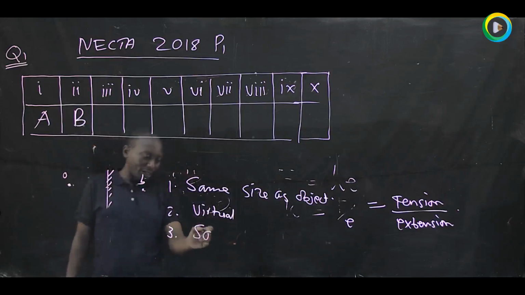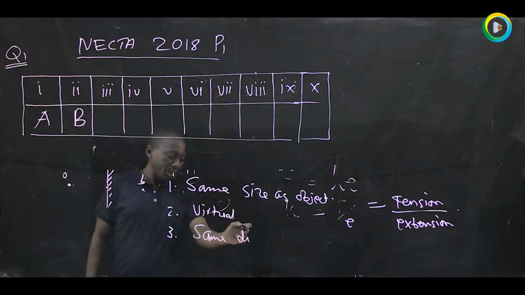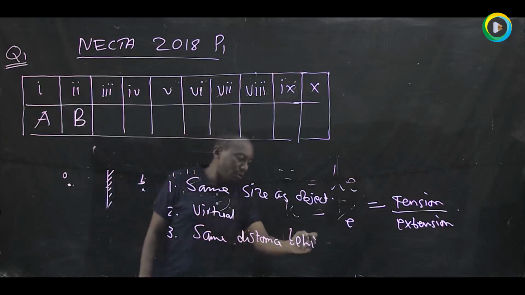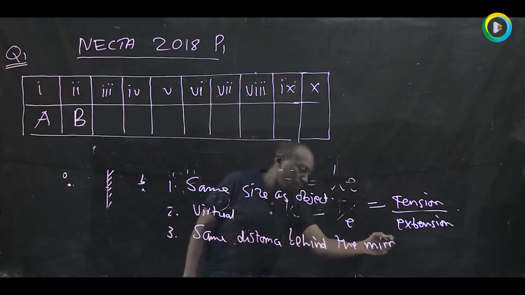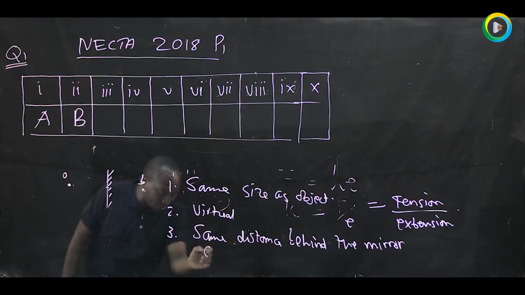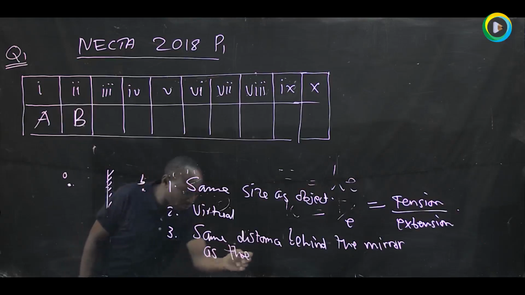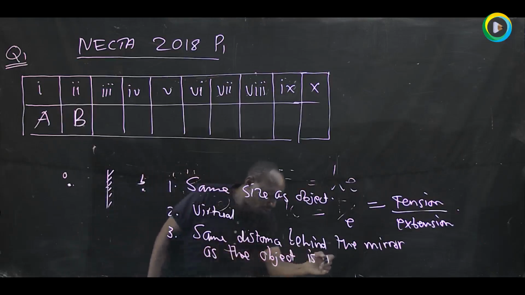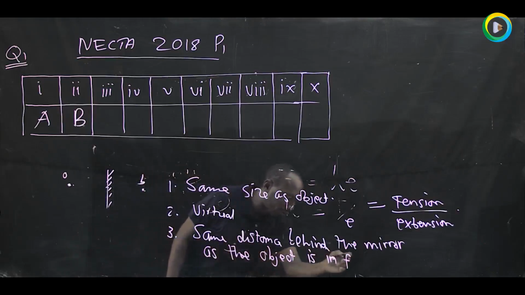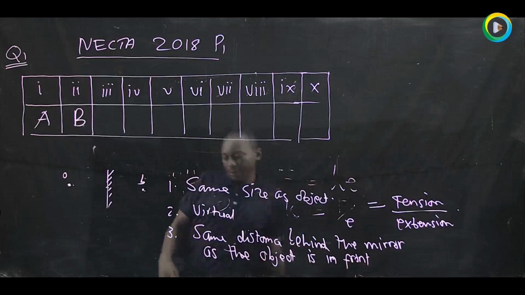So the image formed in a plane mirror is the same distance behind the mirror as the object is in front. This is characteristic number 3.